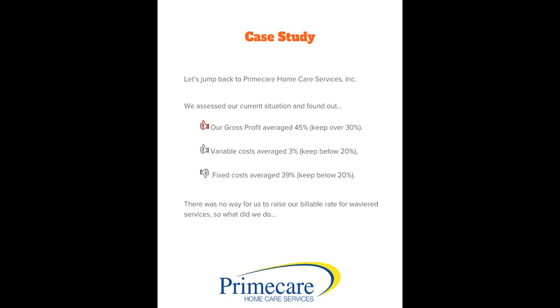So back at our case study, let's jump back to Prime Care Home Care Services Incorporated. We assessed our current situation and found out our gross profit averaged 45%, which we want to keep over 30%. Variable cost averaged 3%. That's well below our 20% threshold. And our fixed cost averaged 39%. So we need to keep that below 20%, at or below. There was no way for us to raise our billable rate for waivered services. So what did we do?